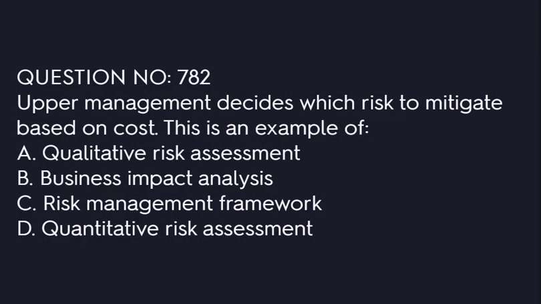Question number 782. Upper management decides which risk to mitigate based on cost. This is an example of A. Qualitative risk assessment. B. Business impact analysis. C. Risk management framework. D. Quantitative risk assessment. The answer is D.